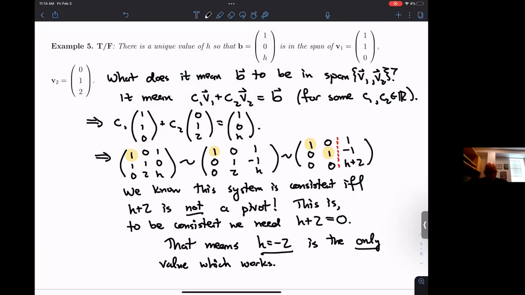So taking this back to the original question, we see that this vector equation is solvable only when h is -2, which means b is in the span only when h is -2. So is it true that there's only one value of h? Yes, it is true that there's only a single value of h, so that this vector b is in the span of v1, v2. Okay, I hope this made sense.